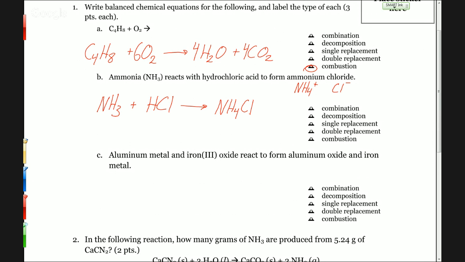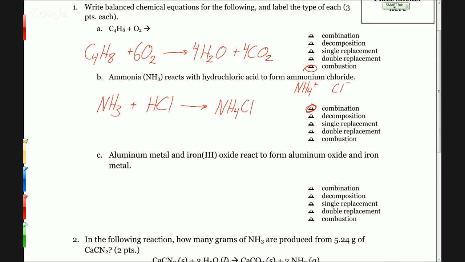Is that one balanced? That is balanced as is, right? All right, so what kind of a reaction is that? That's combination, right? You've got 2 reactants, they simply combine together to form one product.